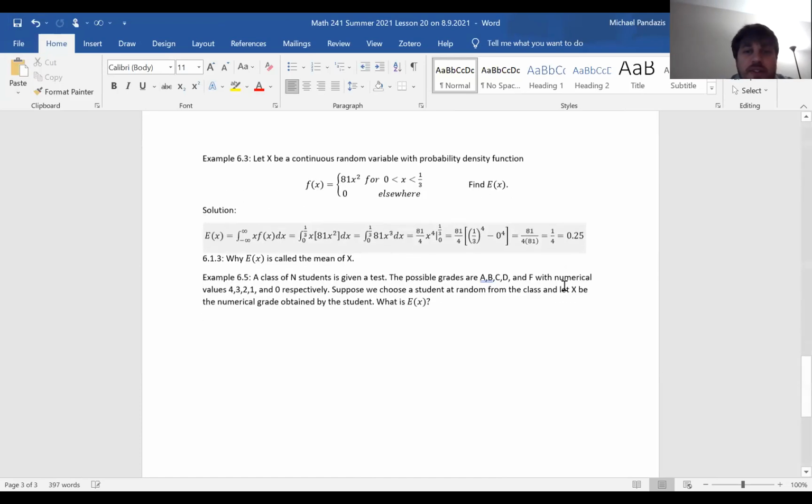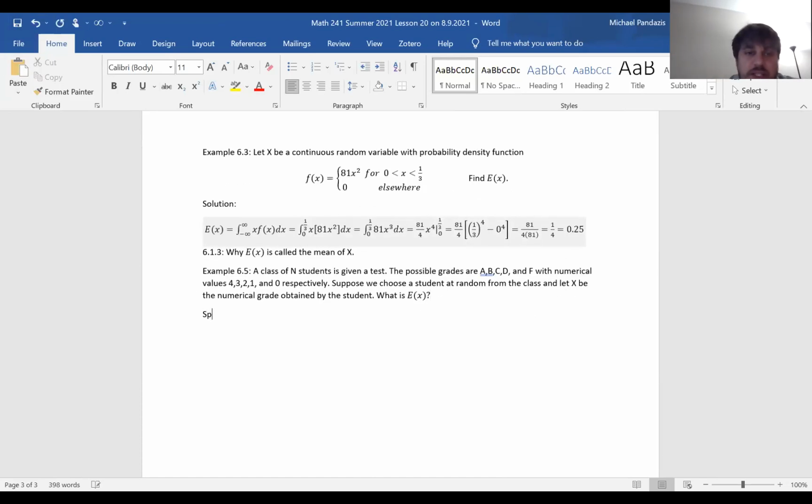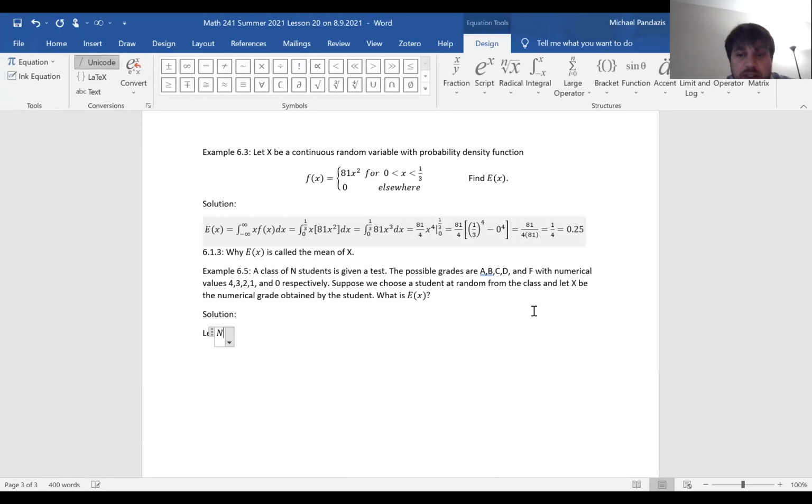Okay, so we're not actually given values. So you might ask yourself, how do you get this? So we're going to look at a general answer to this question. So let n sub x, we introduce terminology, let n sub x equal the number of students with grade X.